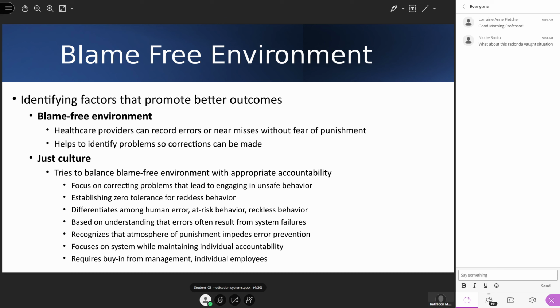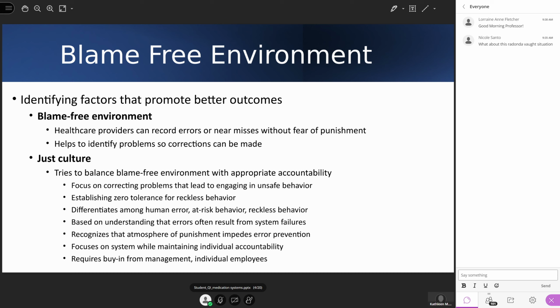So you want to differentiate between human error, at-risk behavior, and reckless behavior. And there definitely is a difference. This is based on understanding that errors often result from system failures. So again, "To Err Is Human", and I want to reiterate this, and it's going to come up again. It's basically saying that people are going to make mistakes, but oftentimes those mistakes are made because of system failures.